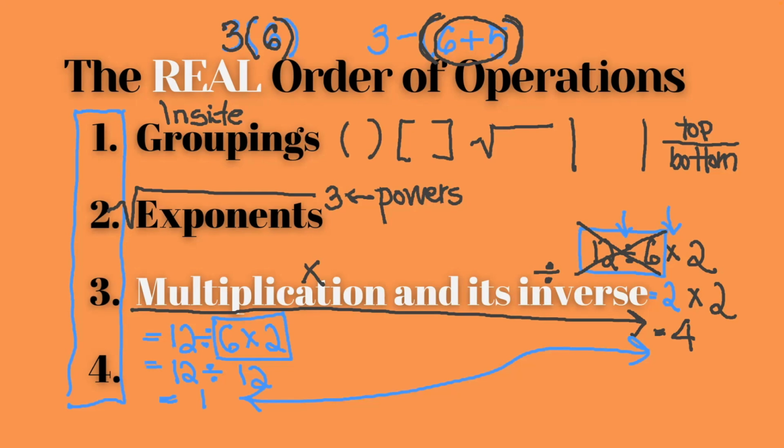Okay, guys. Same step, go left to right, not multiplication before division. Beautiful. Glad to clear that up. Super common issue with students who don't fully understand the order of operations.